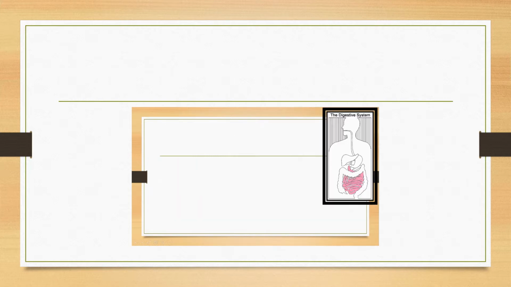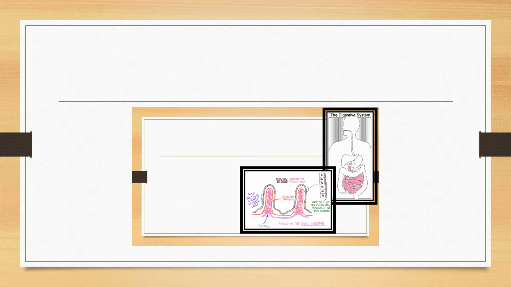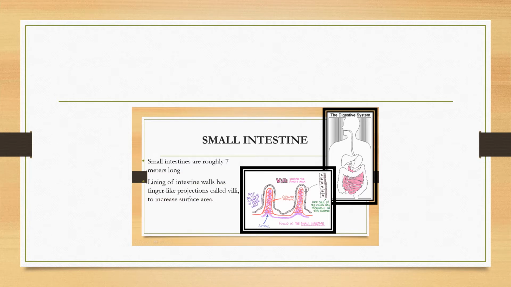The fourth organ, this pink one here, is what we call the small intestine. As you can see, these small portions here are what we call the villi. We'll be discussing the villi later on. The small intestine is roughly 7 meters long, and these linings of the intestine are what we call the villi.